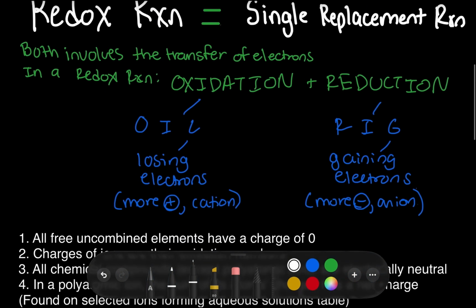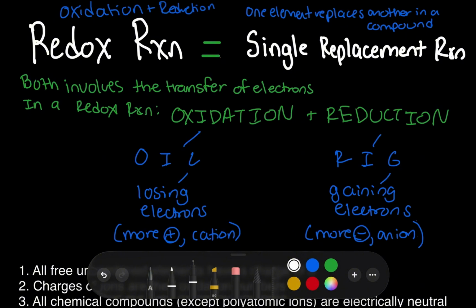And there's an acronym to remember this, which is called OIL RIG. OIL stands for oxidation involves losing electrons. And when you lose electrons, you're losing that negative charge, making you more positive, or becoming a cation. Then there's reduction, which aligns with RIG, which stands for reduction involves gaining electrons. And when you gain electrons, you're becoming more negative, thus becoming an anion.